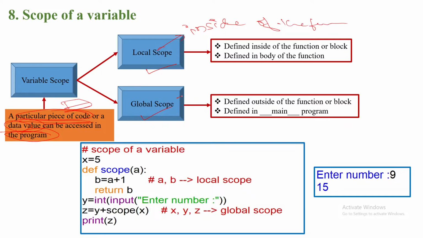Global scope, we can use it inside plus outside, both places. Where do we define it? Outside of the function. Outside of the functions or blocks, we define it and we can use it in both places, inside also, outside also. It is defined in the main program. This is called the main program. And local scope is defined inside of the function only.